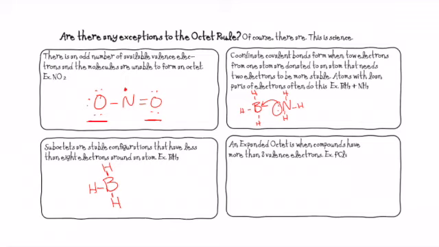And last, an expanded octet is when compounds have more than 8 valence electrons. So an example would be PCl5. Each of the chlorine atoms have 8 electrons around it, but the phosphorus atom has 10 electrons surrounding it.